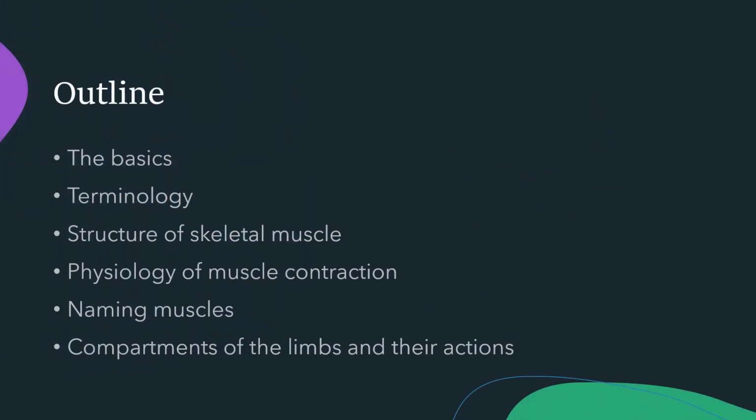Today we're going to talk about the basics. We will also discuss terminology. The structure of skeletal muscle will be discussed. The physiology of muscle contraction will be explained. We will also talk about how the muscles in the body are named. And then we will finish off by talking about the compartments of the limbs and their actions.